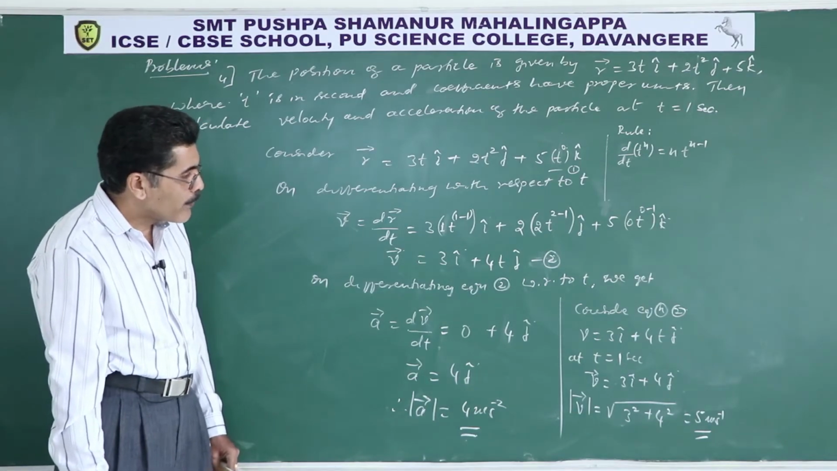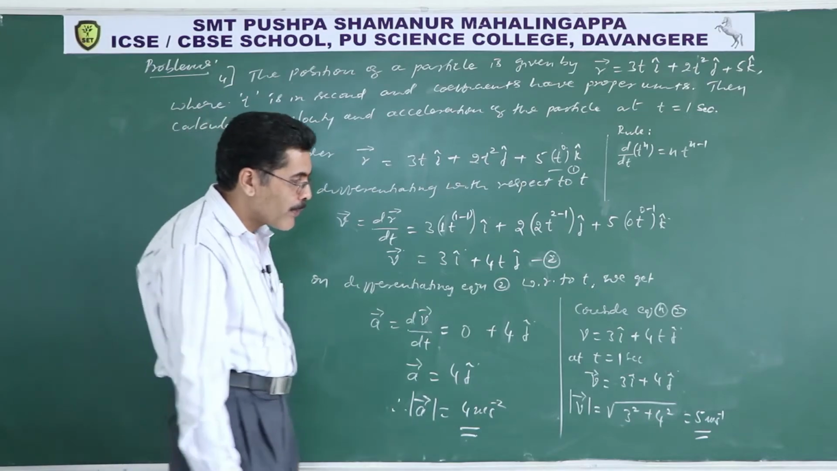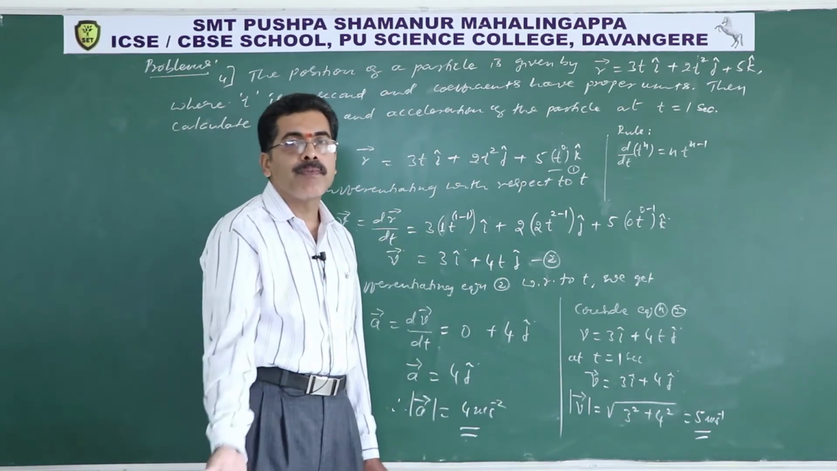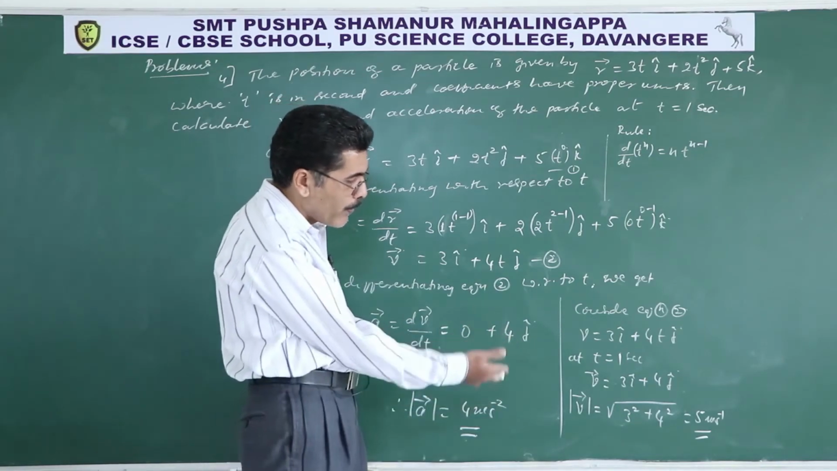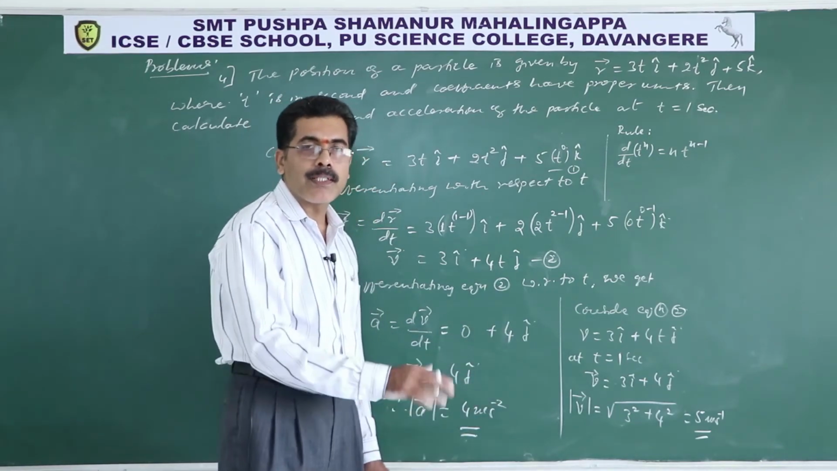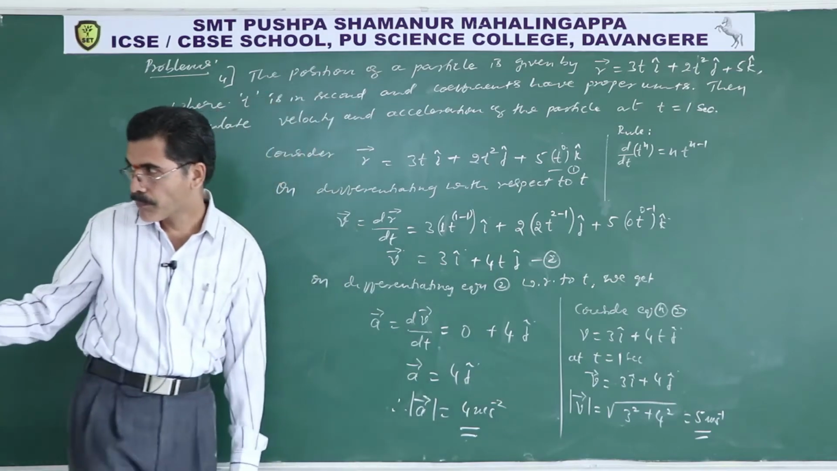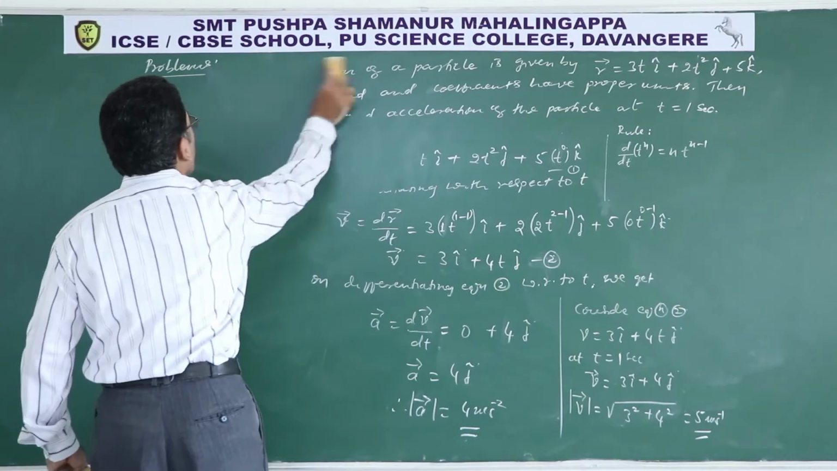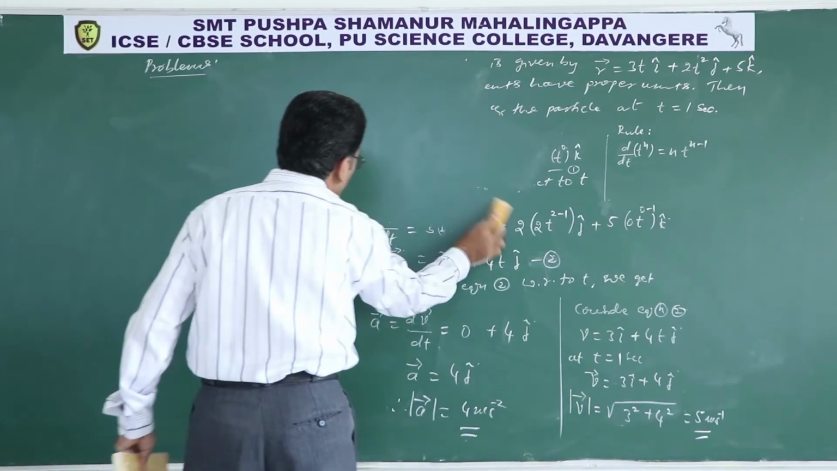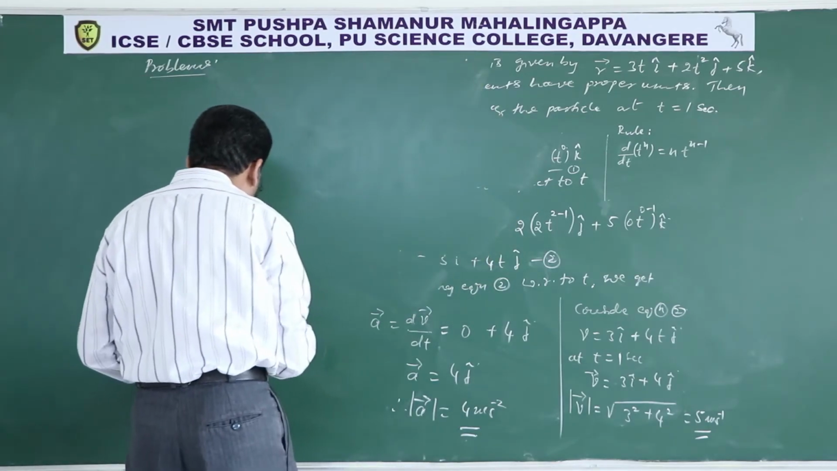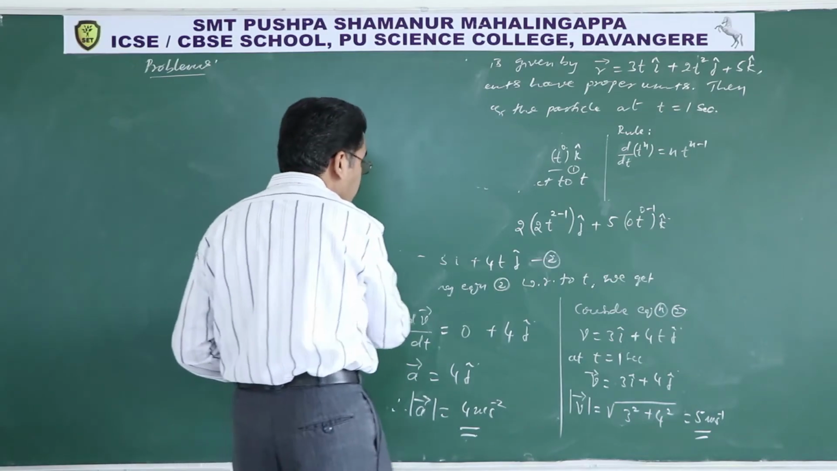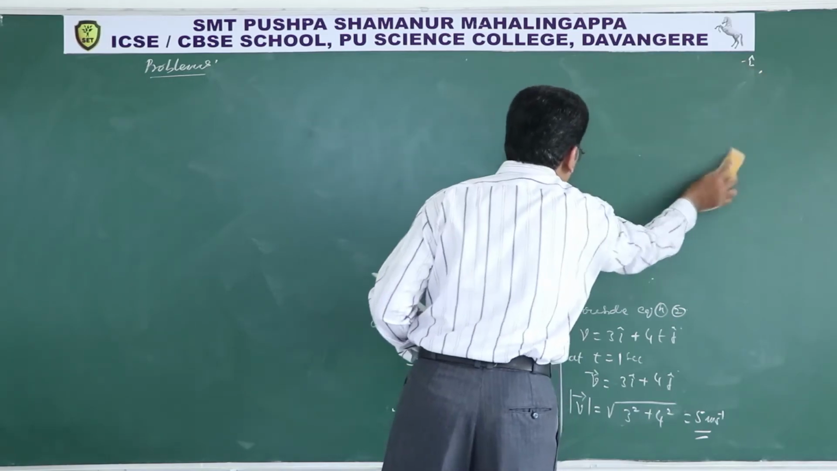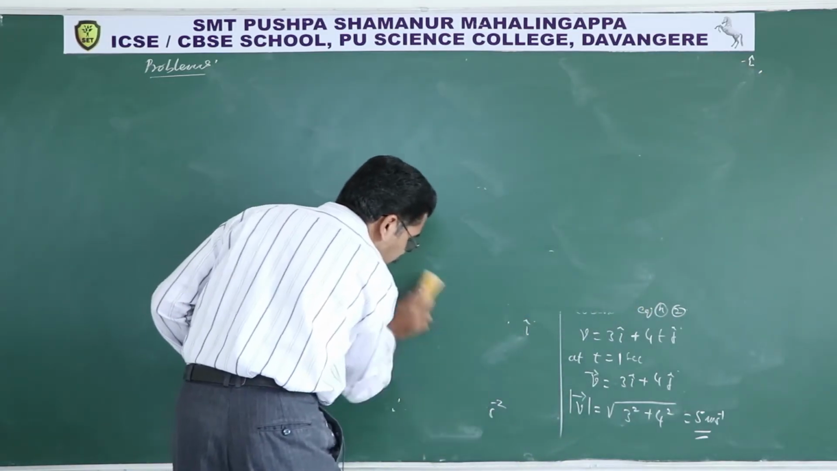If they ask you to find out the direction, then direction is given by alpha is equal to tan inverse of Vy by Vx. Vy is 4, Vx is 3, then you can get the direction. Let us take another, similar situation of how we can determine velocity and acceleration.